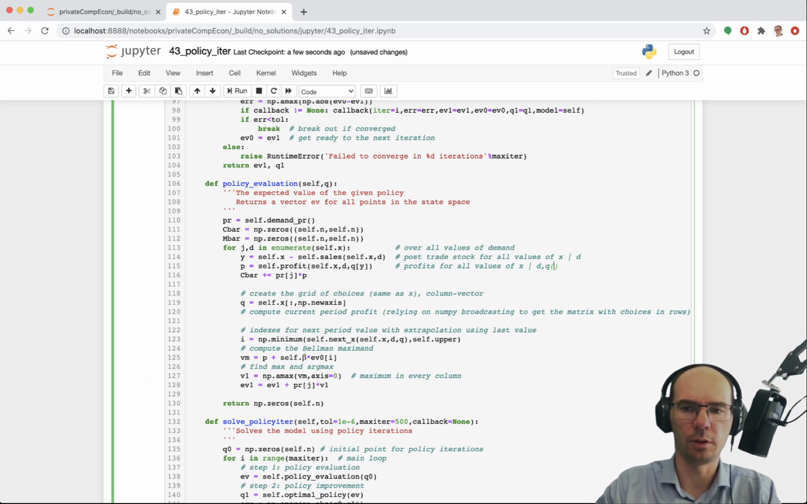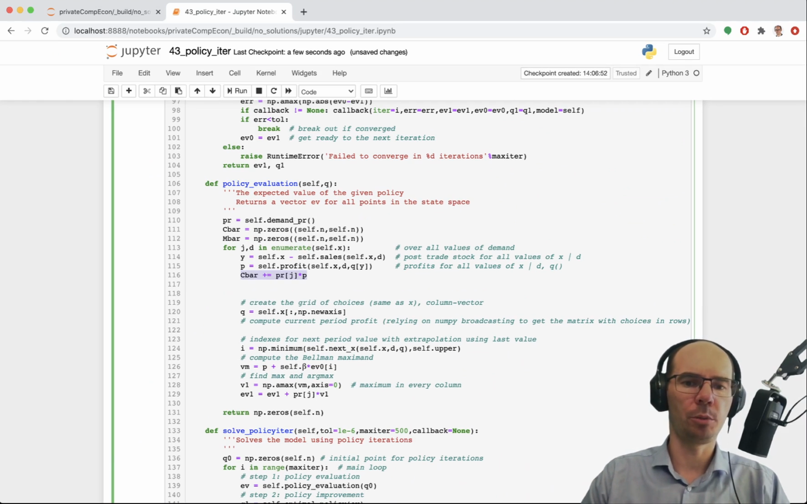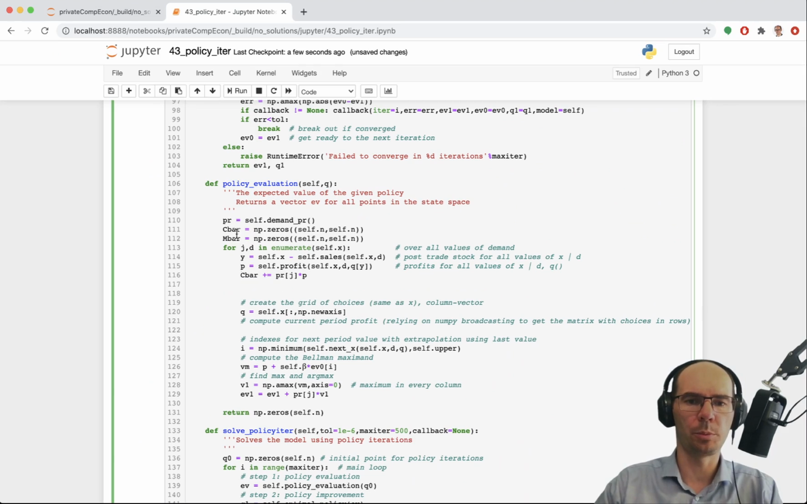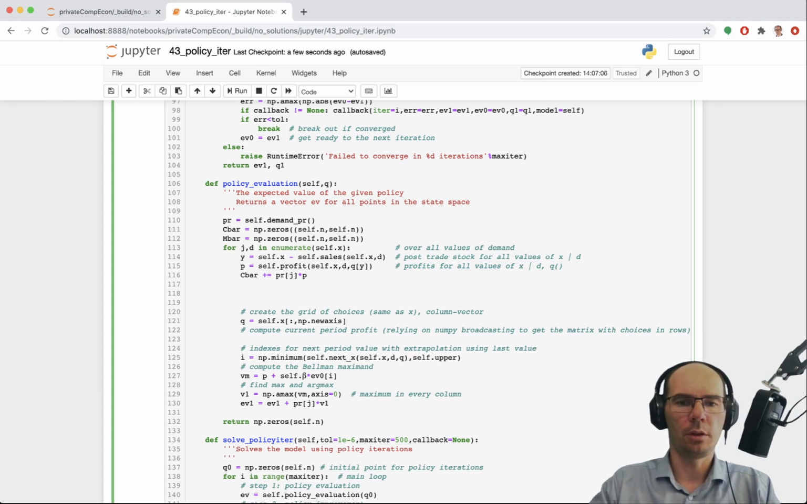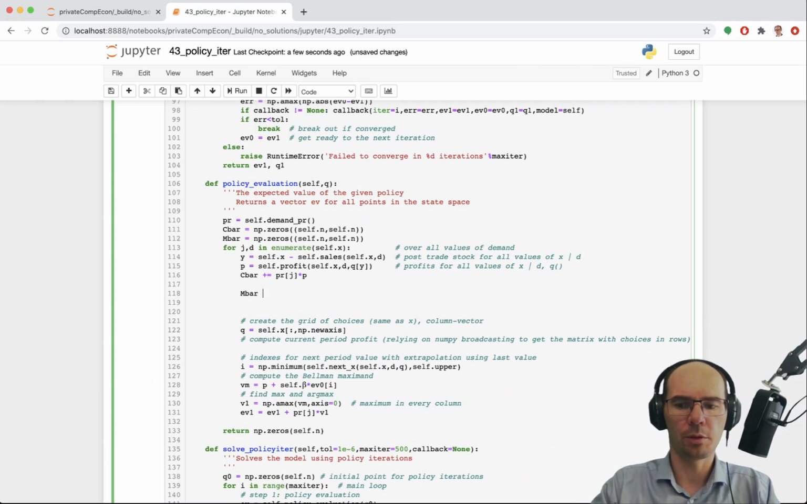And Q of Y and Q. And so C bar can be updated, right? And when this loop completes, then the C bar will be calculated completely, because this is just a weighted sum. Okay, what about the M bar? We want to be able to say M bar is PR of J times something. So what is that something?